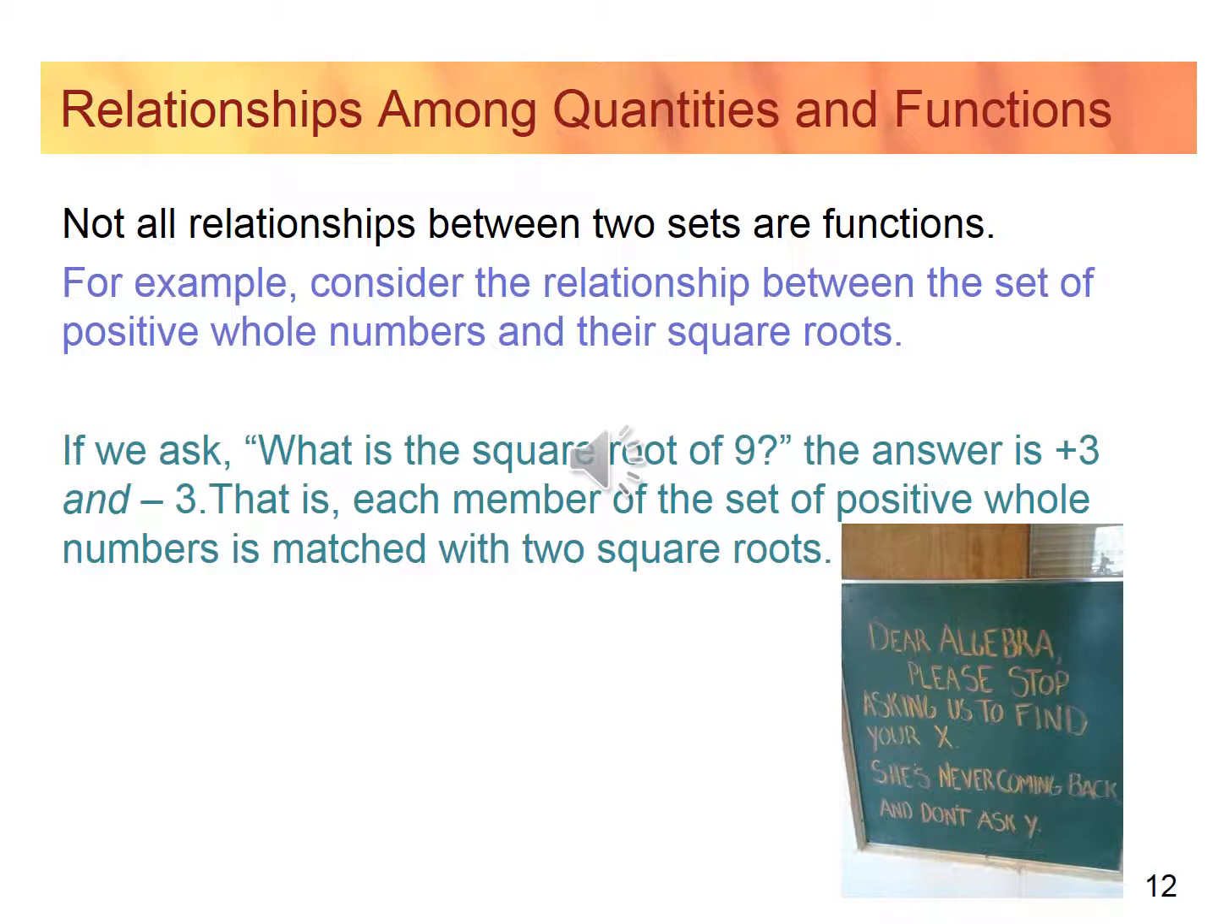Positive 3 times positive 3 is positive 9. Negative 3 times negative 3 is positive 9 as well. So while those are related, they are not functions because we get two values for the one number. The square root of 9 could give us two values, positive 3 and negative 3. That means it's not a function because we shouldn't be getting two values, only one.